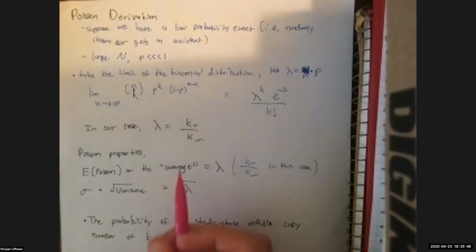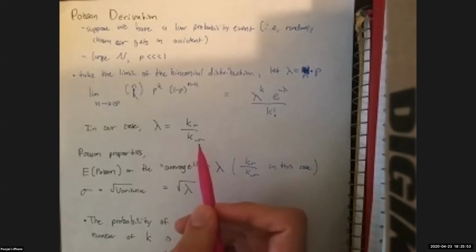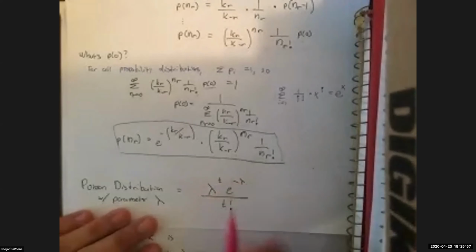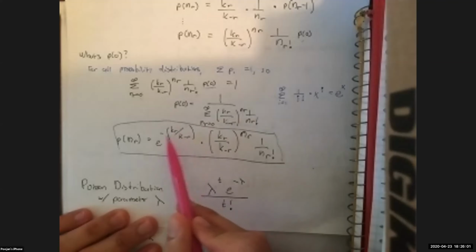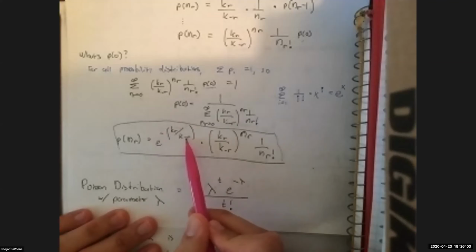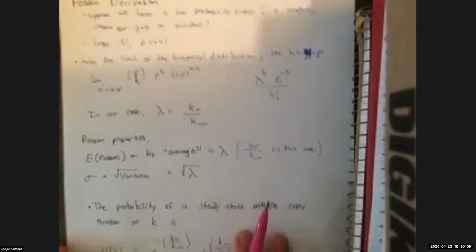In our case, we know that lambda is kr over k negative r. The reason is that if you look at the expression that we recently derived, or the one that you derived in class, instead of having e to the negative lambda, you have e to the power of negative kr over k negative r. So in this case, your lambda is kr over k negative r.